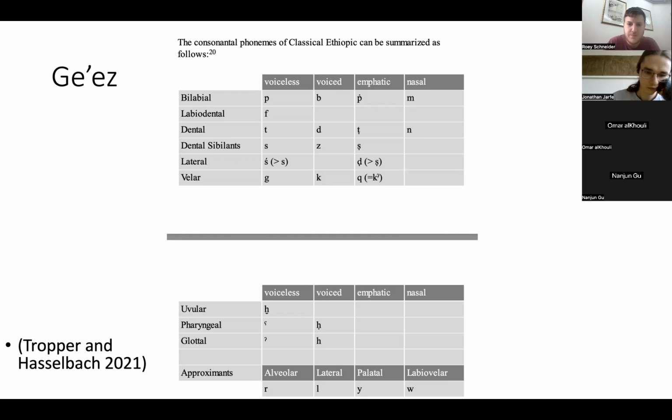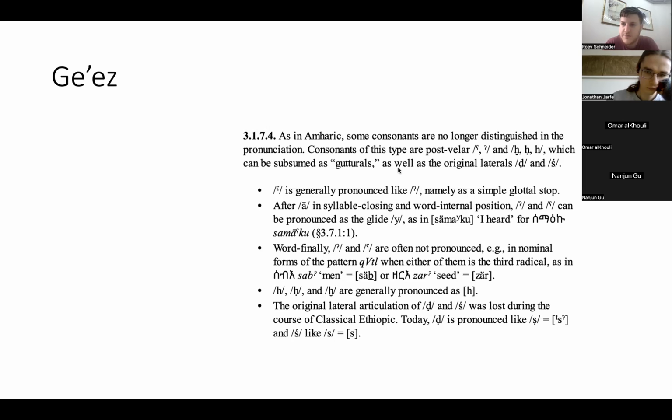Okay, so some remarks about Ge'ez phonology from Hasselbach and Klopper's book. You can see that Ain is usually pronounced as Aleph, except for the languages that still distinguish them, which are quite rare. Aleph and Ain are usually not pronounced at the end of a word. And Hey, Het, and Het are generally pronounced as Hey, just like I said. And the lateral pronunciation was lost, just like I said.